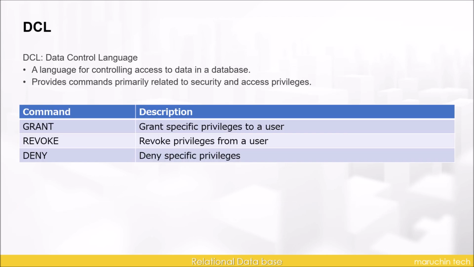DCL, the Data Control Language, is the language for controlling access to data in the database. It provides commands primarily related to security and access privileges. Specifically, there is GRANT to grant a specific privilege to a user, REVOKE to revoke a privilege from a user, and DENY, which is to deny specific privileges.